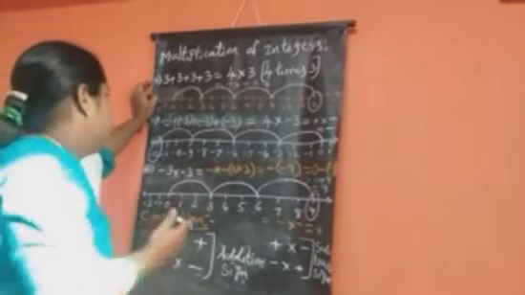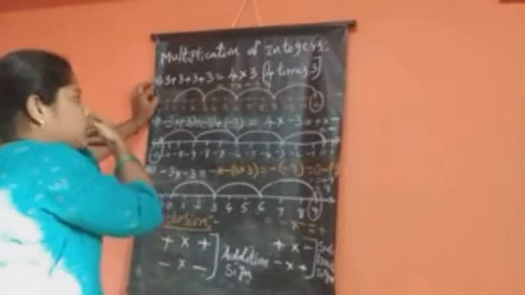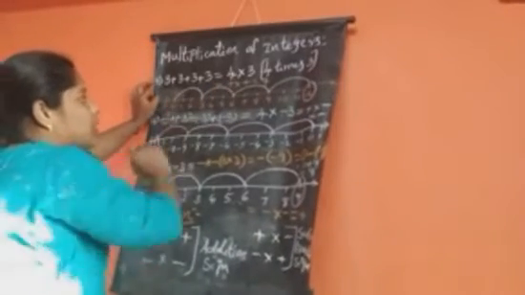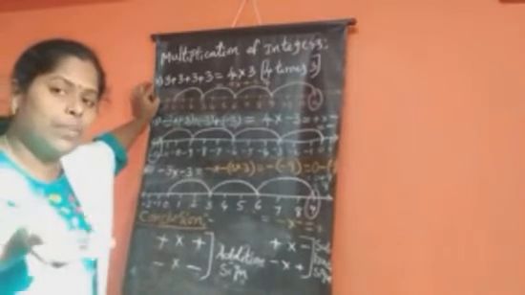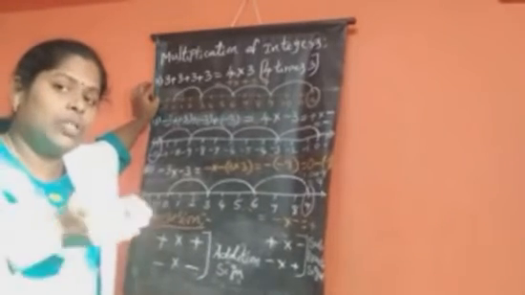So here 4 into 3 means we have to jump 4 jumps, each of 3 steps, from 0 towards the right.